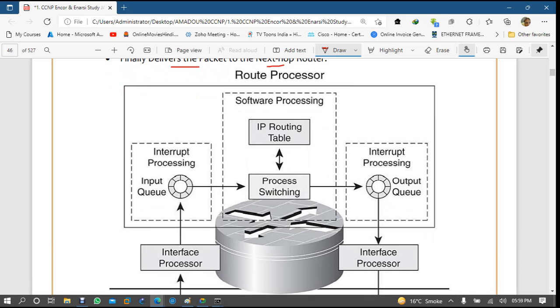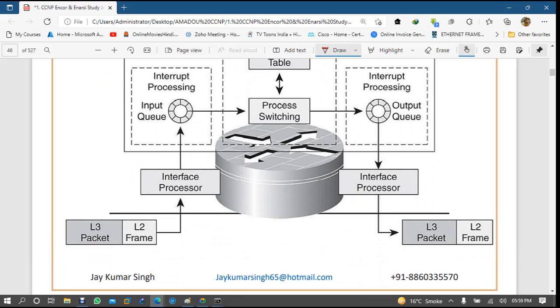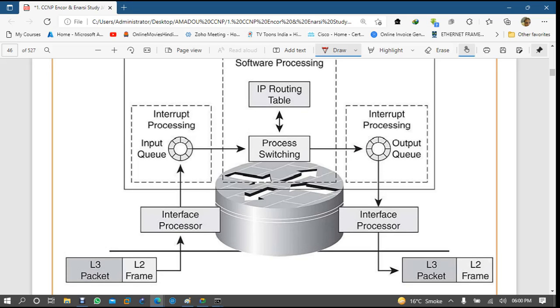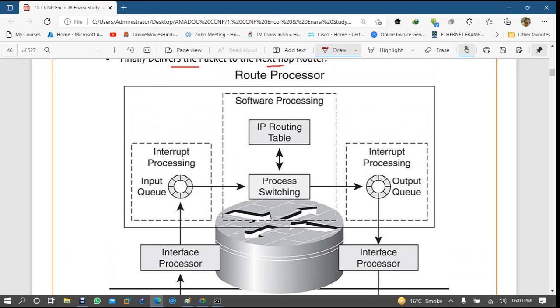How process switching works. When any layer 3 layer 2 frame combination comes to the router interface, this is known as the ingress interface. Ingress means incoming, and egress means outgoing, or you can say input interface and output interface.